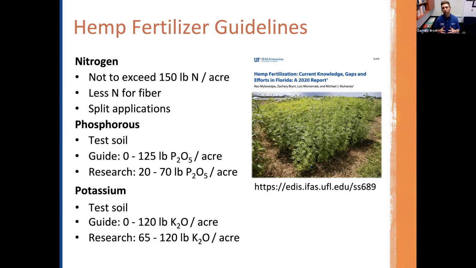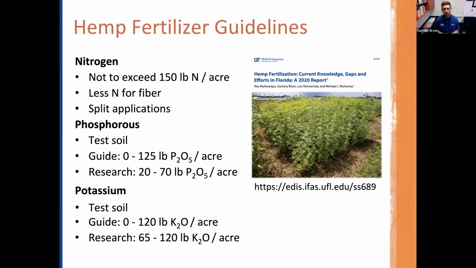To be very specific about the words that I use here, these are our guidelines. This is a report of our findings preliminarily. We are working on the research that would end up being more appropriate as a recommendation. So just to read through the slides: nitrogen, not to exceed 150 pounds of nitrogen per acre.